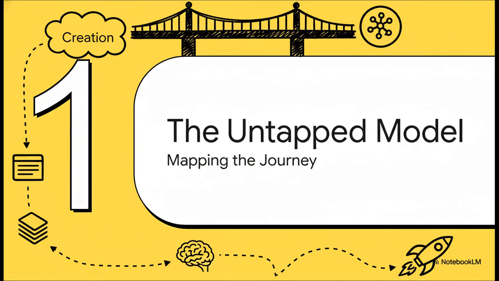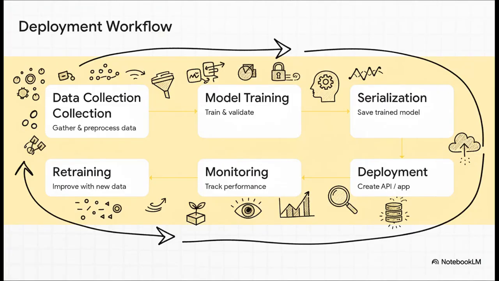Okay, so to really get how we build that bridge, we first need to map out the entire journey for our model, from the moment it's created all the way to its final destination. All right, let's dive into the roadmap, shall we? So it all kicks off with data collection and model training, stuff you're probably pretty familiar with already. But the journey doesn't stop there. Oh no. It continues with something called serialization, then the actual deployment, then ongoing monitoring, and eventually retraining. The biggest thing to remember here, this is not a one-and-done deal. It's a continuous, living life cycle.